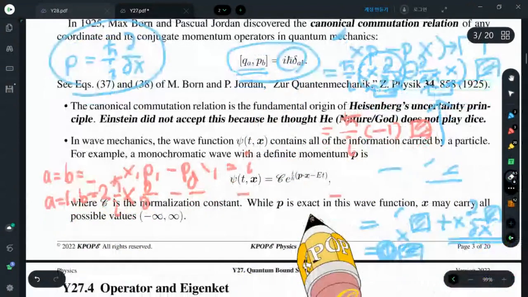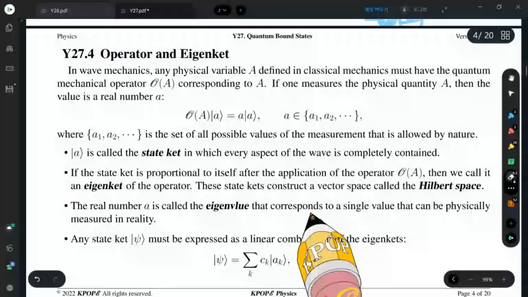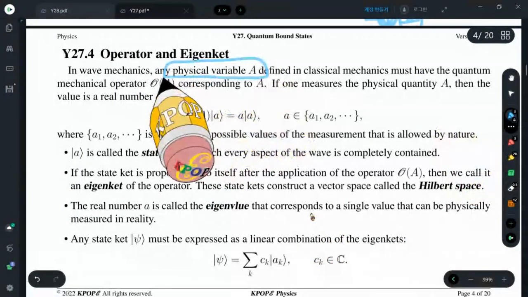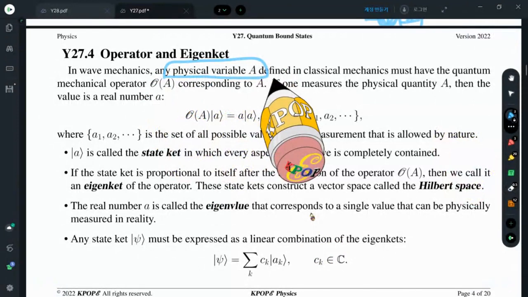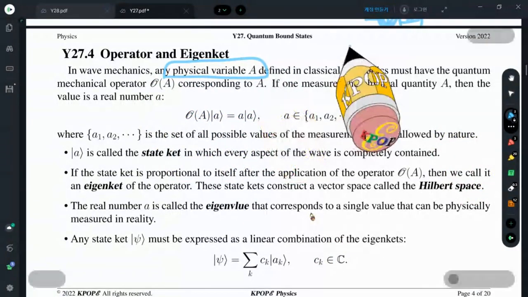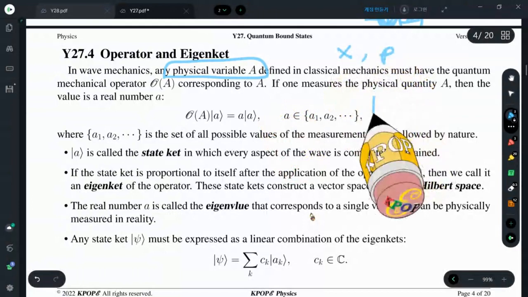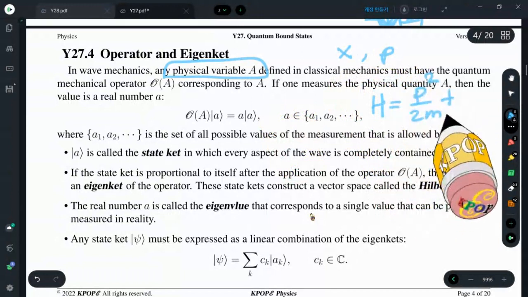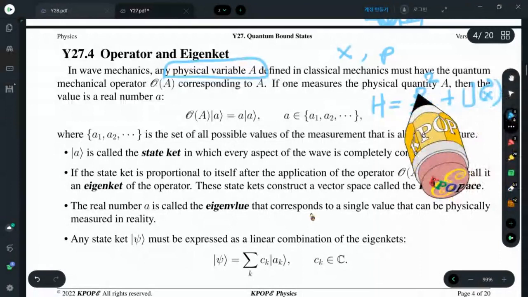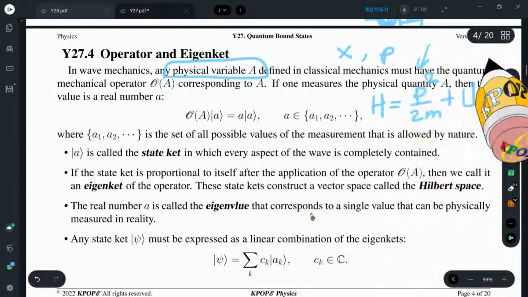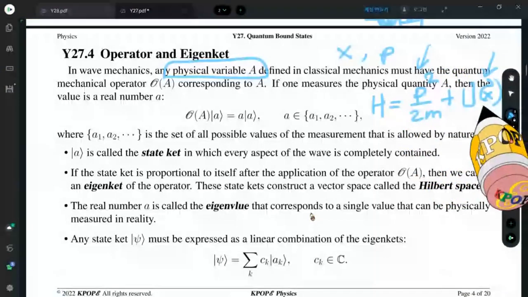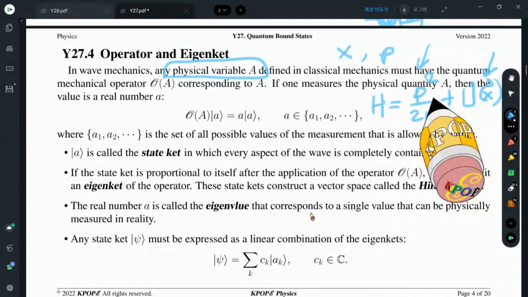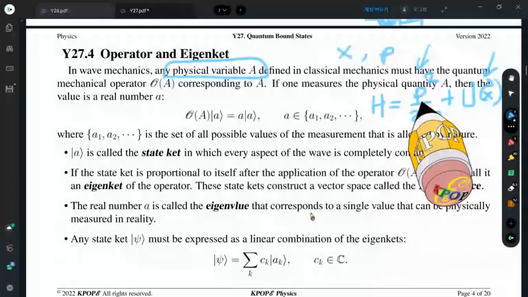Let's see. Any physical variable should be expressed in terms of phase space coordinates. We know x and p. For example, energy is a Hamiltonian. Hamiltonian is expressed as the sum of kinetic energy and potential energy. What we find is momentum appears here and position appears here. So it is a function of coordinate and conjugate momentum.